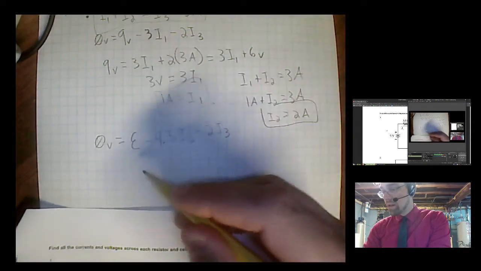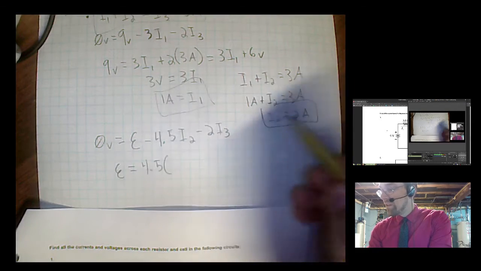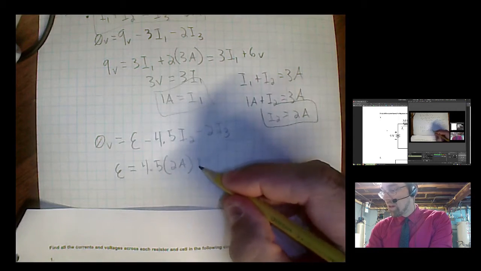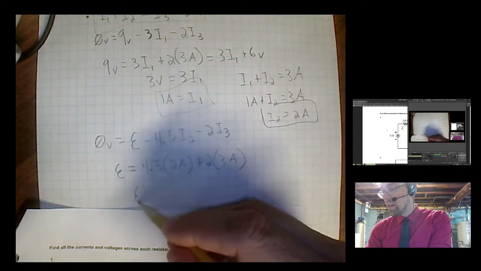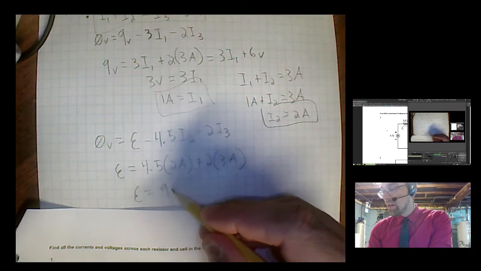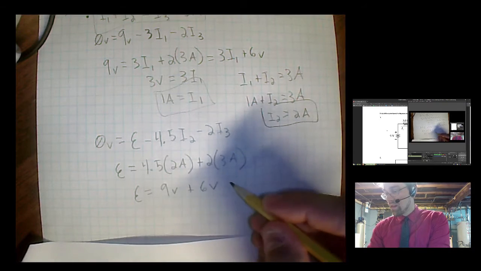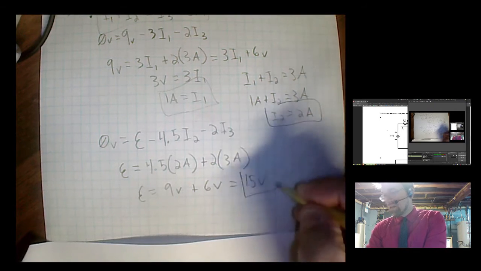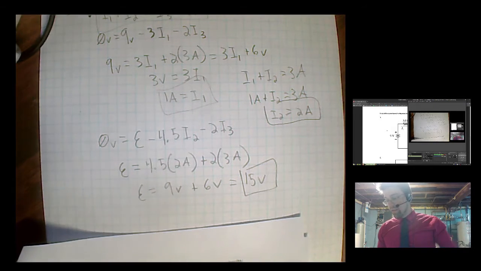Let's rearrange this. I have a value for I2. It's 2 amps. I have a value for I3. What's that, 15? So far, so good. Let's move on to number 2.